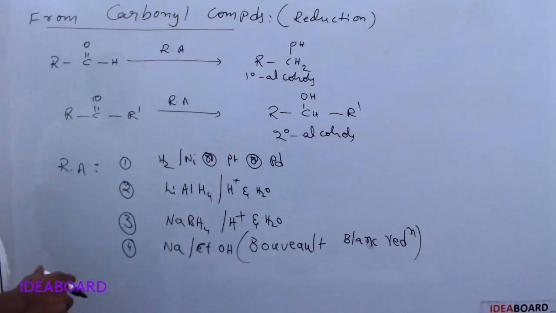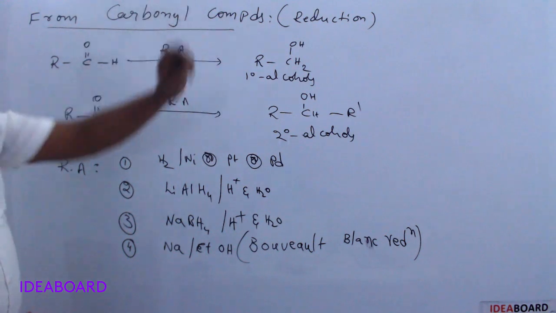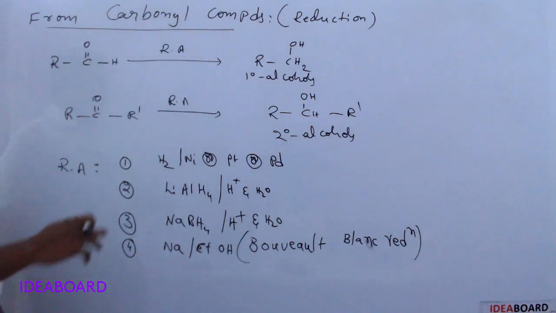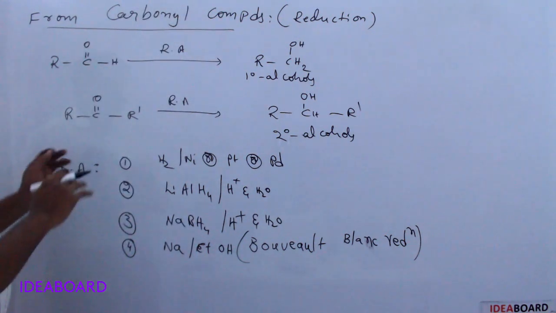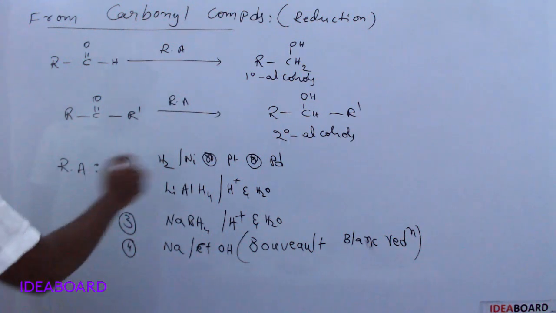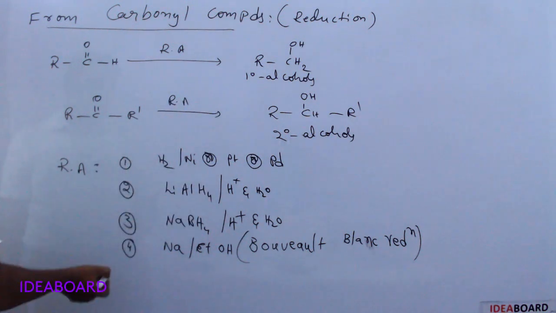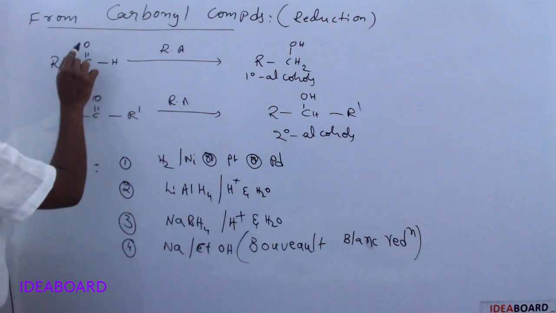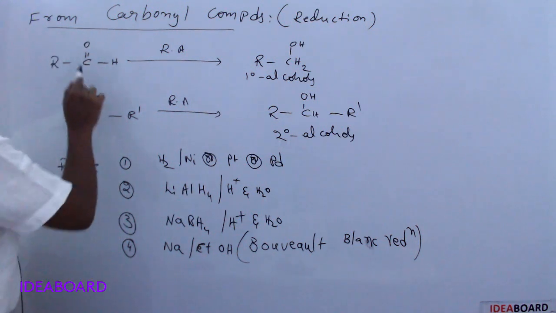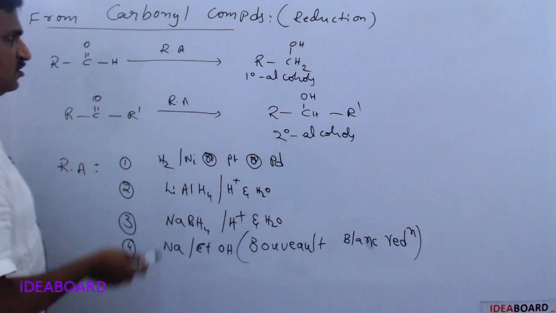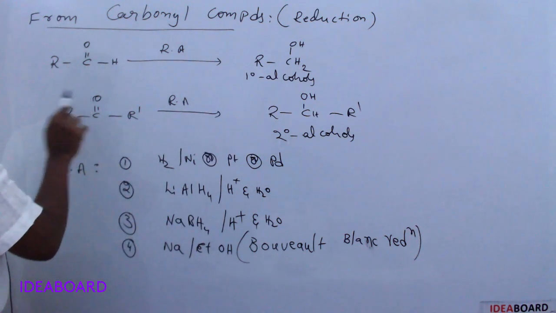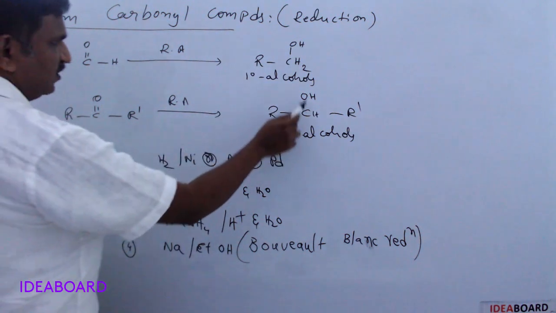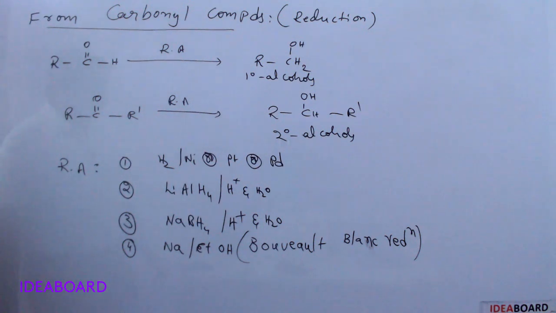Okay, so this is how we can get alcohols from carbonyl compounds. These are the reagents used for this process. What happens is one hydrogen is added here, one hydrogen here. The pi bond is converted to a sigma bond simply. And here also one hydrogen, here one hydrogen, then we are getting the secondary alcohols. We can't get tertiary alcohols in this process from carbonyl compounds.